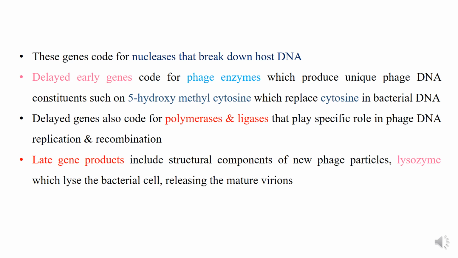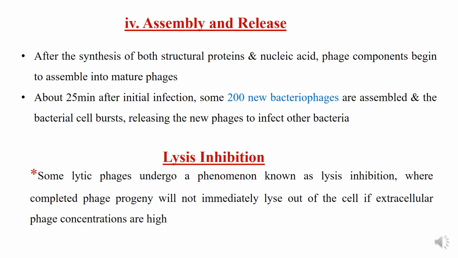Some delayed genes also code for the polymerases and ligases which play very specific roles in phage DNA replication and recombination. And finally, the late gene products. The late gene products also include some structural components of the new phage particles, and lysozyme is synthesized. That lysozyme will lyse the bacterial cell, releasing the mature virions.